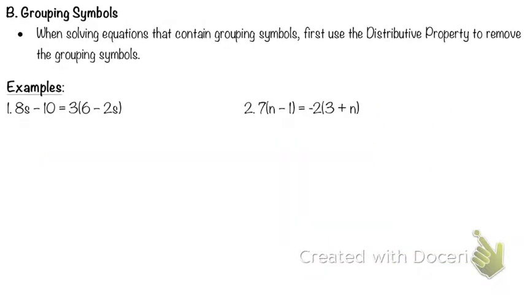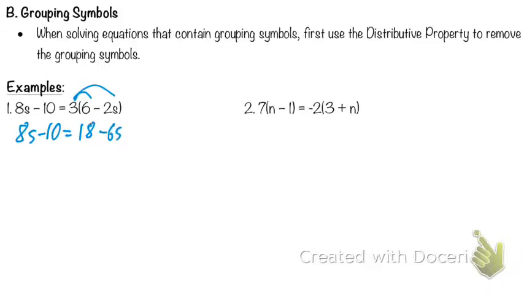There we go. When solving equations that contain grouping symbols, first use the distributive property to remove them. So 8s minus 10 equals 3 times the quantity of 6 minus 2s. We'd start by distributing, and then we have the same type of problem we just had. So let's distribute. What is 3 times 6? 18. 8s minus 10 equals has not changed. 18. Thank you, Jack. And then we do 3 times -2s, which is -6s.